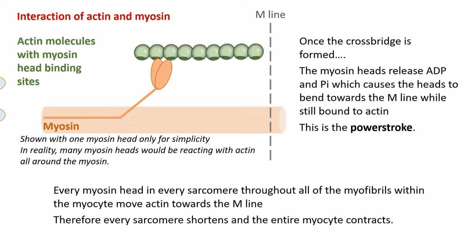Every myosin head in every sarcomere throughout all of the myofibrils within this single myocyte will move actin towards the M line. So every sarcomere shortens and the entire myocyte will also contract. But this is only a tiny bit that it's moving.